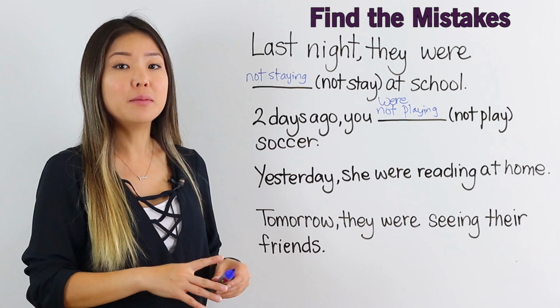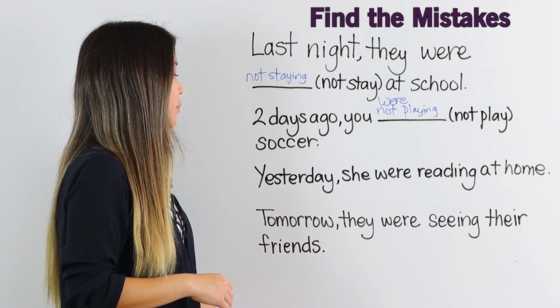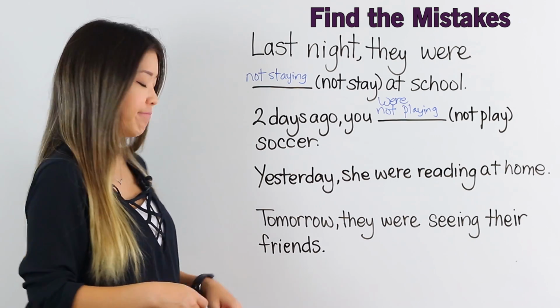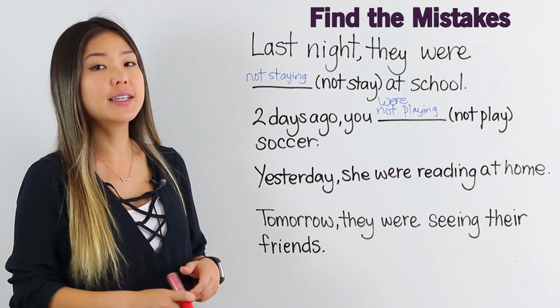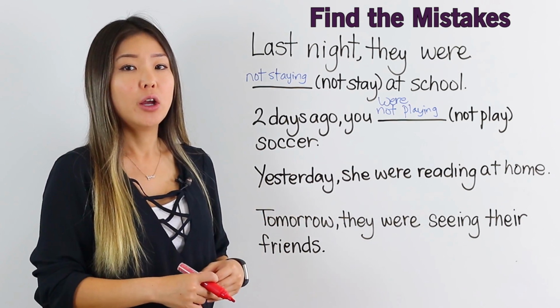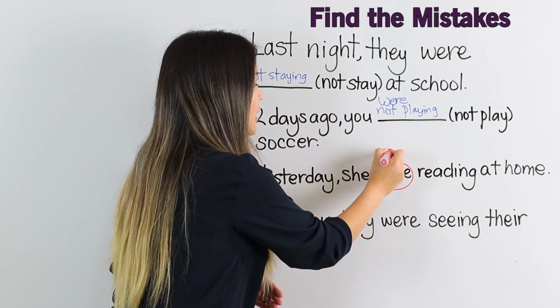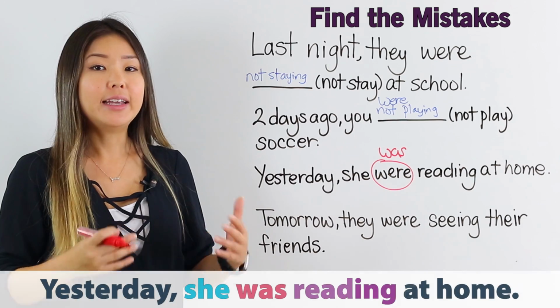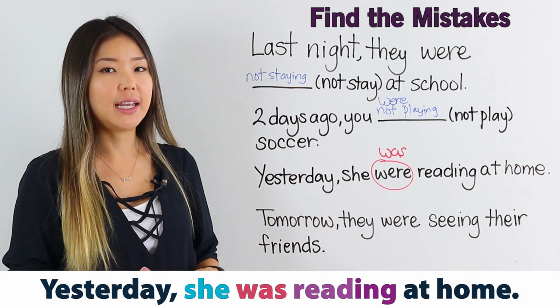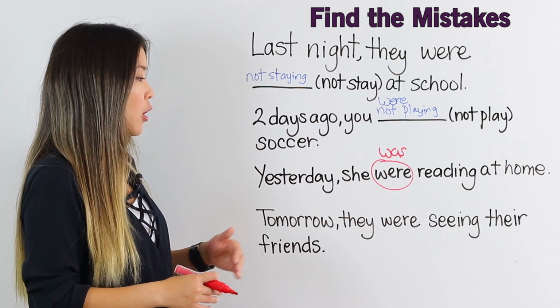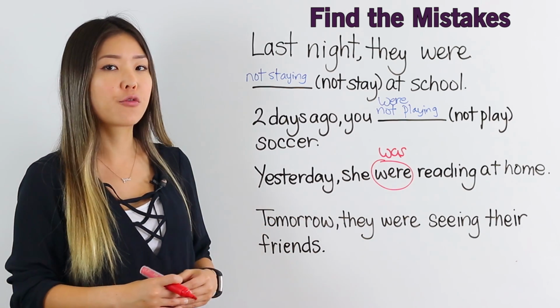Now, try to find the mistake in the next sentence. Yesterday, she were reading at home. The subject of this sentence is she. So the be verb to use is not were, it's was. Yesterday, she was reading at home. In the next sentence, it says tomorrow, they were seeing their friends.